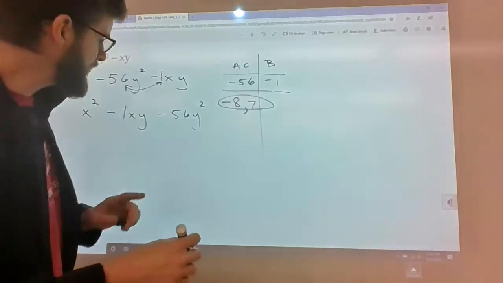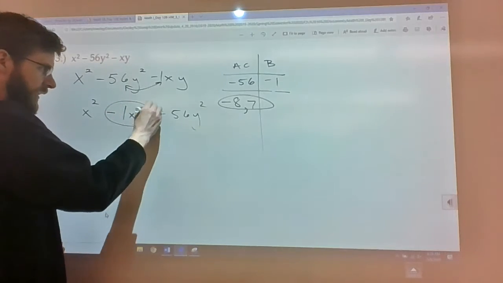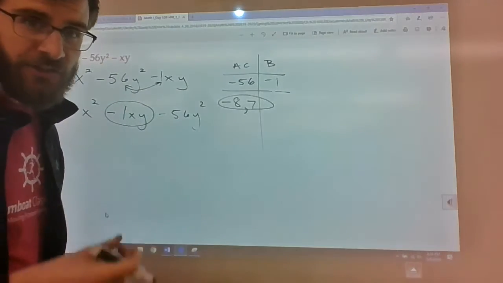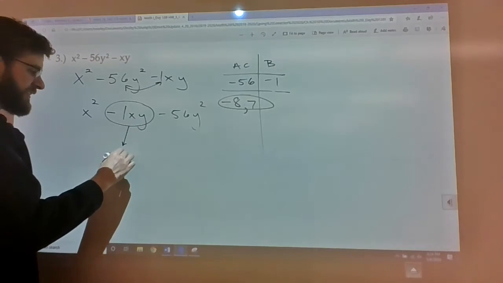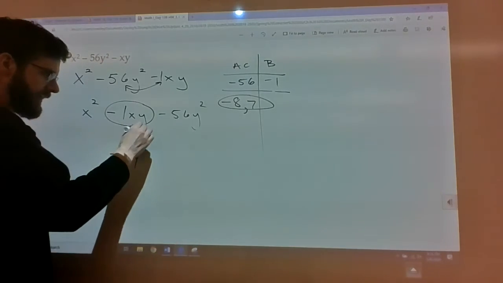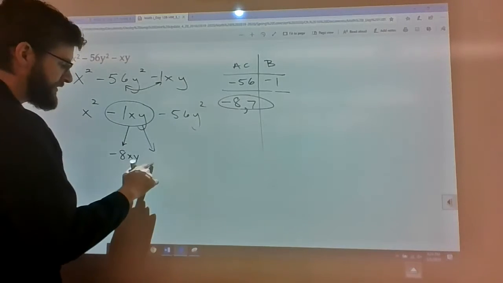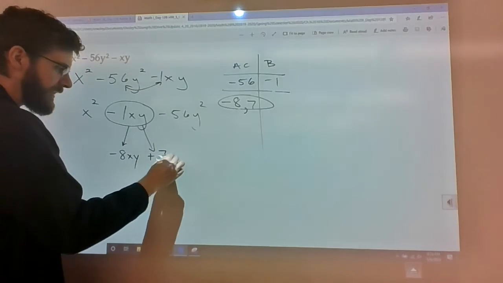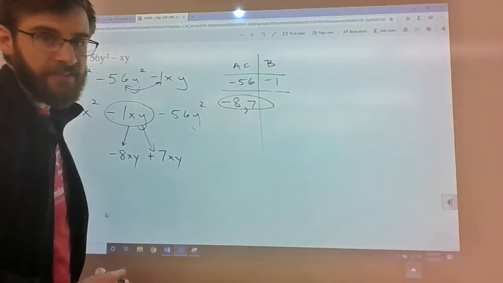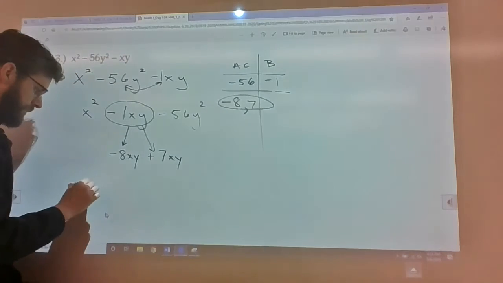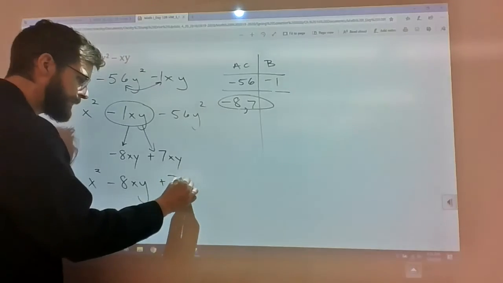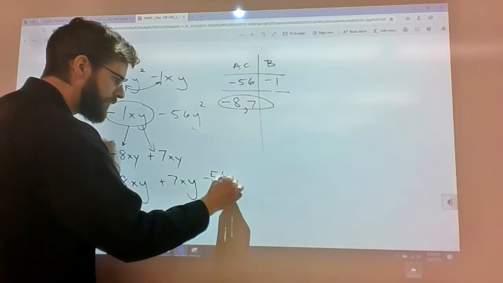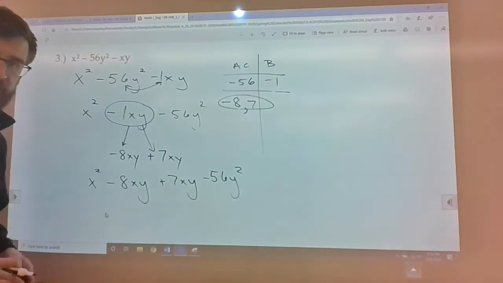Now here's the important piece. They both must have an xy. So this is negative 8xy for the negative 8. This is positive 7xy for the positive 7. Once we get to here, we factor by grouping.